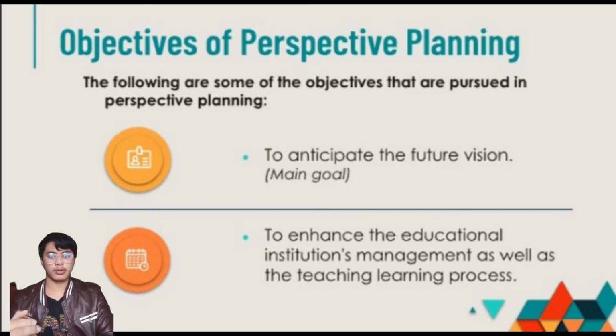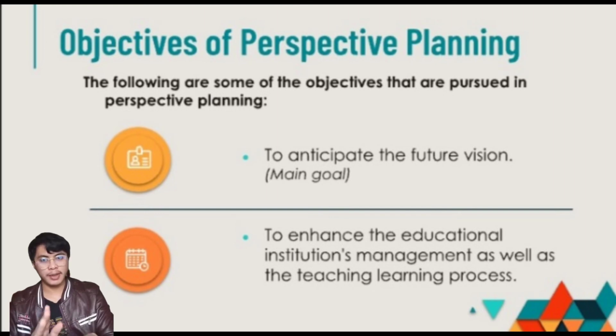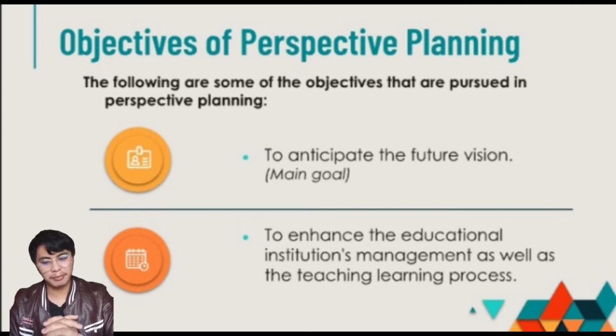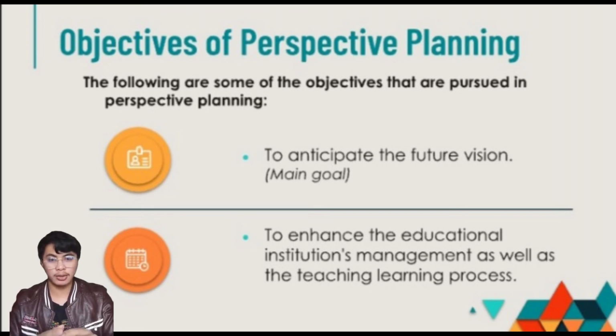Next is: what shifts are needed in order for us to get there? What are the things we need to do, or the steps that we need to take in order to achieve those goals? Next that we need to consider in perspective planning is: what is the approach that we need in order to achieve success? What are the actions that we need to take? Those are some of the things we need to consider in perspective planning.